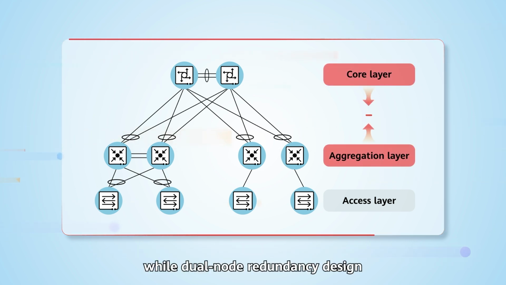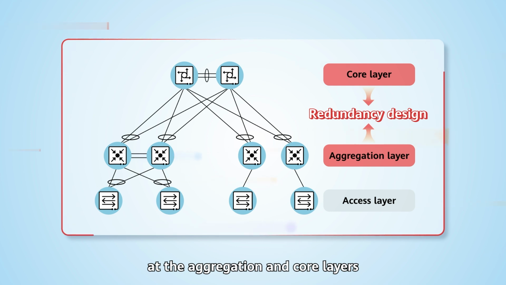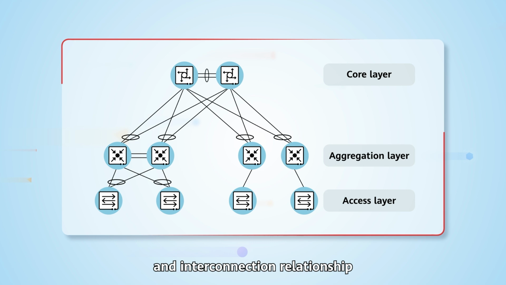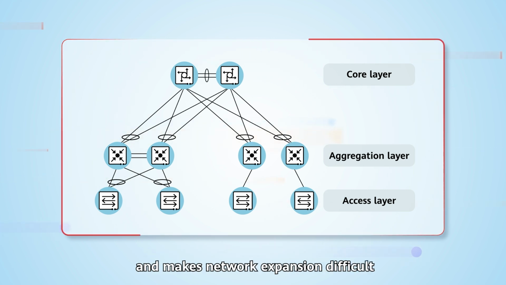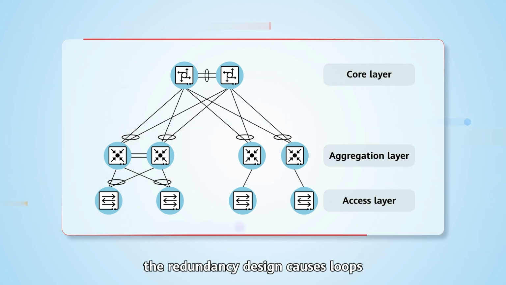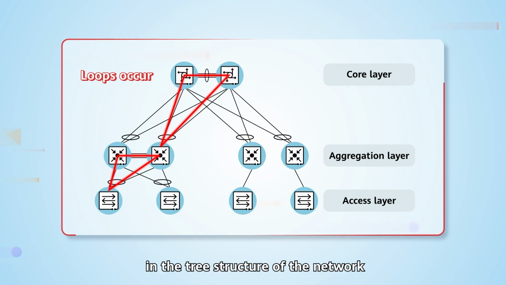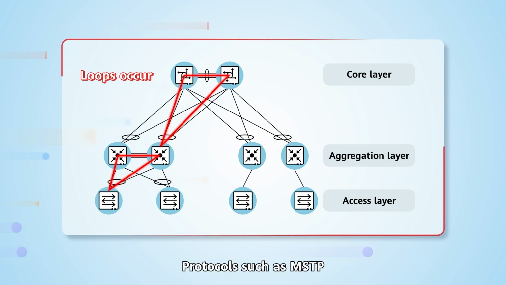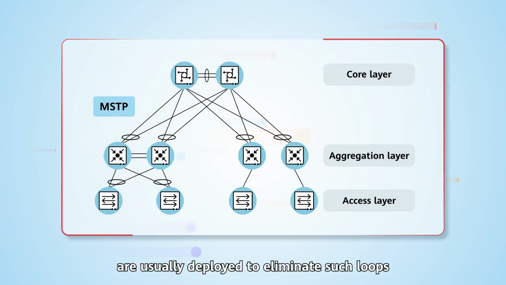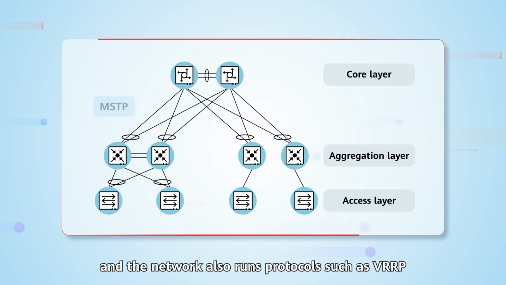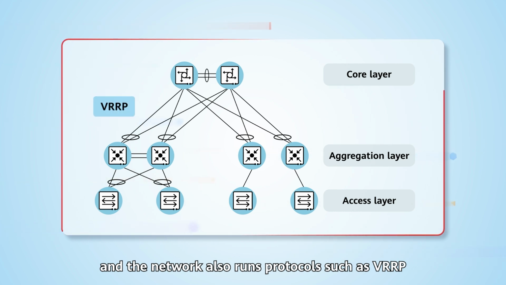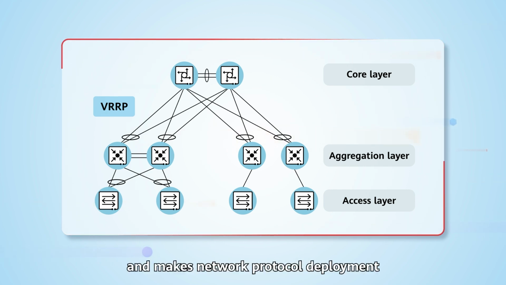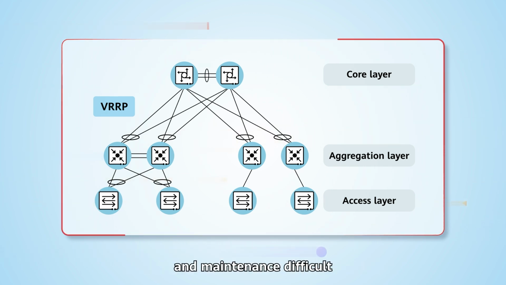First, while dual-node redundancy design at the aggregation and core layers improves network reliability, it complicates the network structure and interconnection relationship and makes network expansion difficult. Second, the redundancy design causes loops in the tree structure of the network. As the enterprise grows, the scale of loops expands. Protocols such as MSTP are usually deployed to eliminate such loops, and the network also runs protocols such as VRRP to support node redundancy. However, this reduces link utilization and makes network protocol deployment and maintenance difficult.